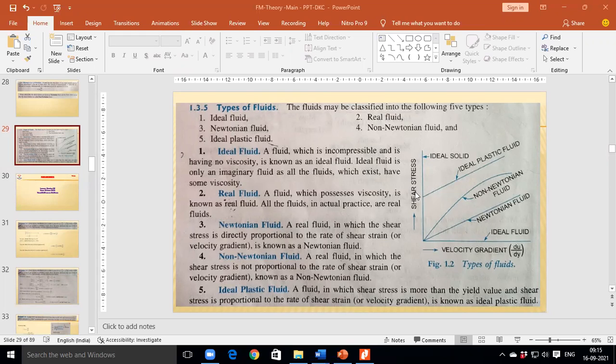And if the shear stress is not directly proportional to the velocity gradient, the type of fluid is called a non-Newtonian fluid. If a fluid does not obey Newton's law of viscosity, that type of fluid is called a non-Newtonian fluid, such as real plastic fluid, ideal fluid, etc. If the shear stress is directly proportional to the velocity gradient, the fluid is called a Newtonian fluid. These are the various types of fluid we discussed yesterday.